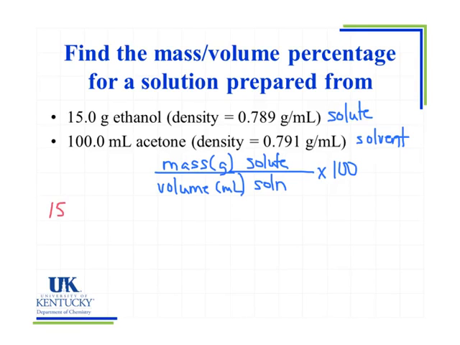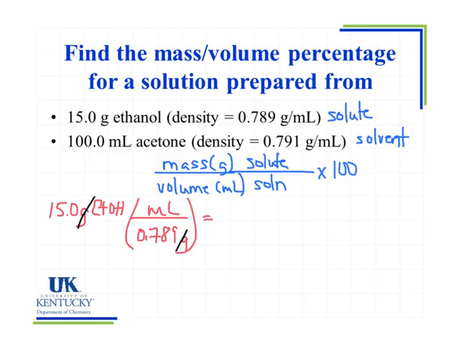So if I have 15 grams of my ethanol, or EtOH as an abbreviation, and I'm going to use my density that's given, 0.789 grams per milliliter. Notice that I put the grams on the bottom so that grams and grams would cancel, and then I can find out that I have 19.0 milliliters of ethanol. So now I have the mass of my solute, which was the ethanol, and I have the volume of the solvent, the acetone, as well as the volume of the solute, which is the ethanol. So I can find the volume of my solution.